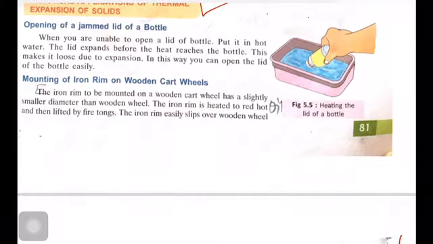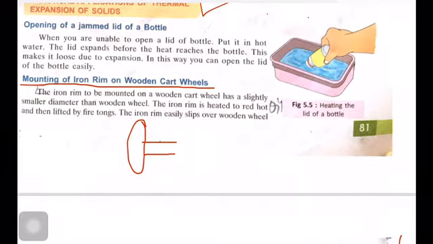So the next application is mounting of iron rim on the wooden cart wheel. So you know that the iron rim to be mounted on the wooden cart wheel has slightly smaller diameter as compared to the wooden wheel. So the diameter of the wooden wheel, if this is your wooden wheel, is big as compared to the iron rim.